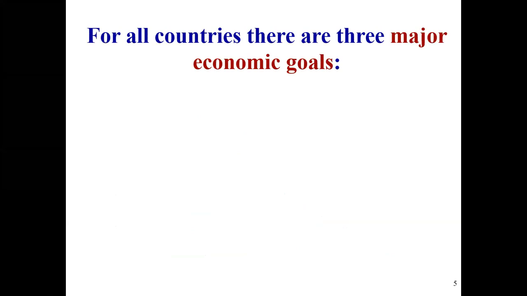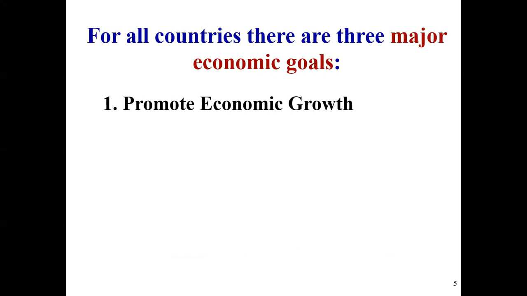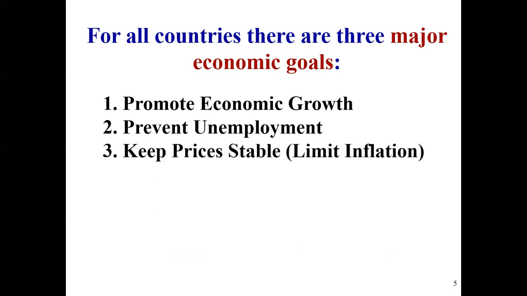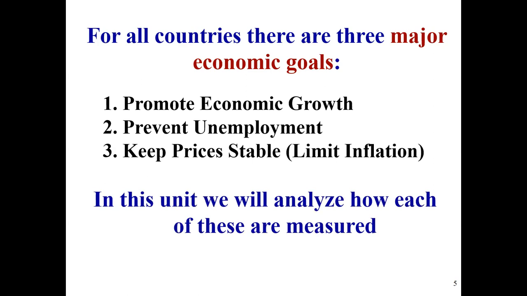All right, for all countries, there are three major economic goals. That's what this unit's about. Promote economic growth. That's where we'll talk about GDP. Prevent unemployment. We'll talk about unemployment coming up. And then keep prices stable. Now we'll talk about the CPI index. Who gets helped and hurt by inflation? GDP deflator. Okay?